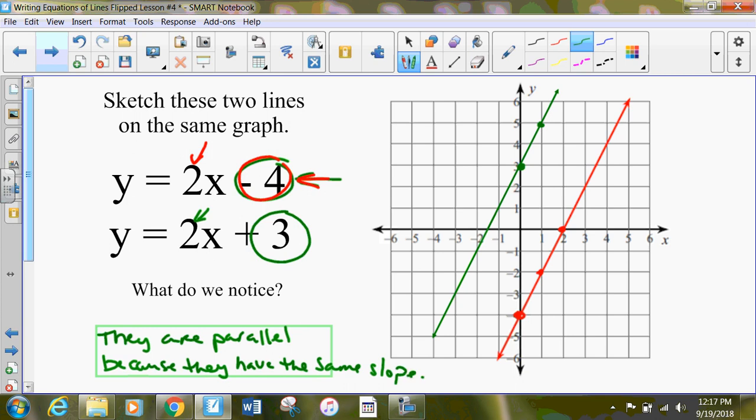So here we notice that both of these equations had the same slope, right? The slope of 2. So it would make sense when we graph the lines that we would have two lines with exactly the same slope. And because they have the same slope, they are parallel.